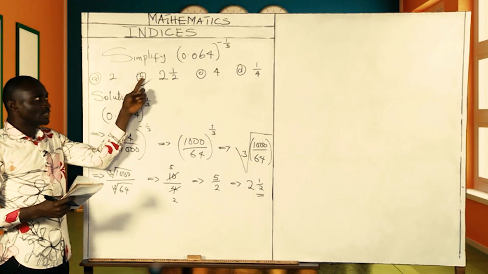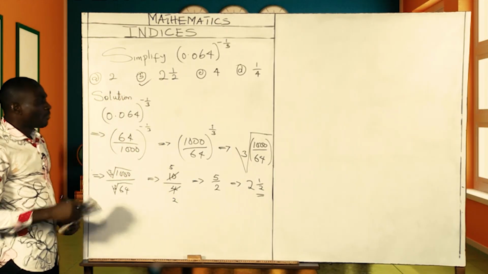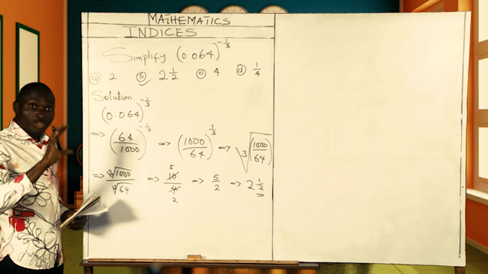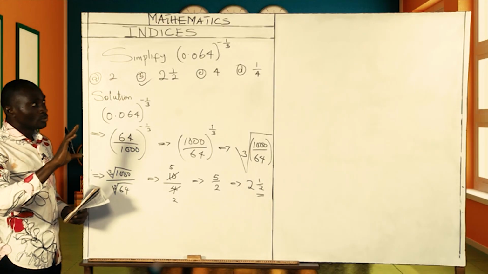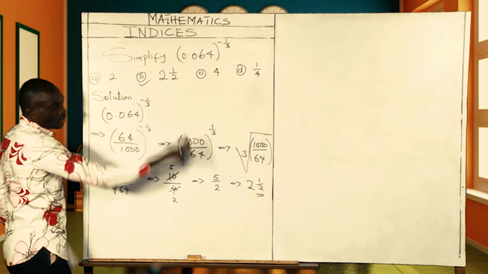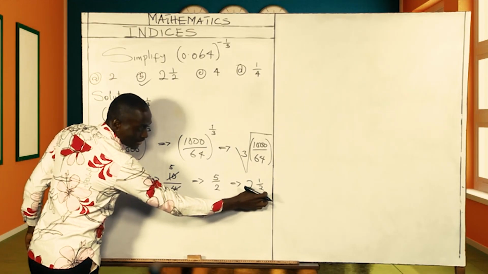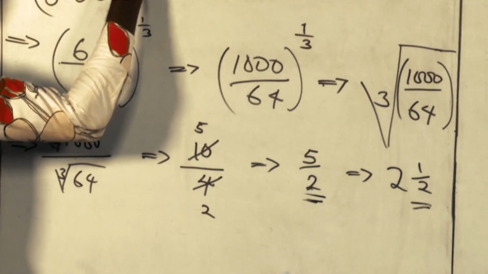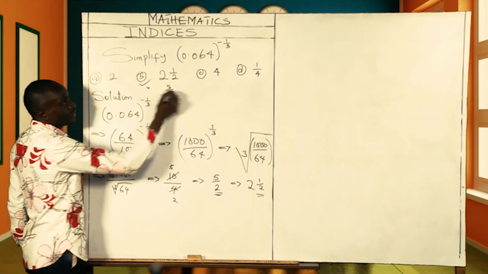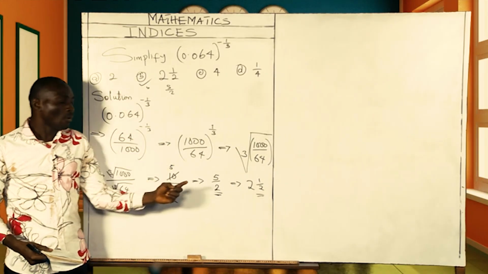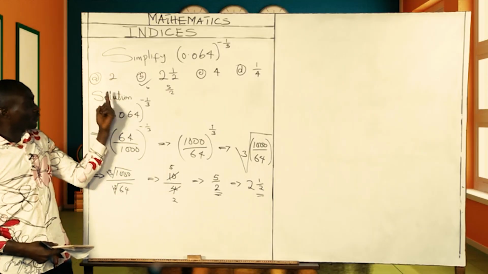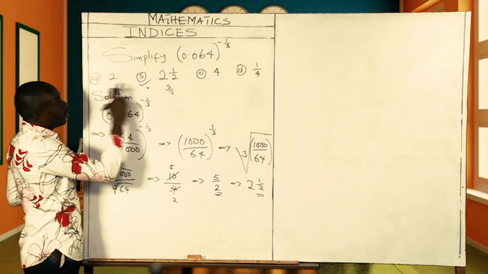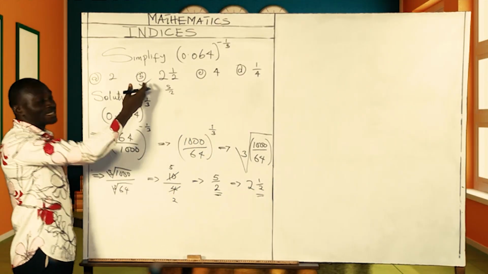It means option B is the correct answer, right? But at times, examiners might wish to cajole you, to deceive you. They might not stop at the final answer. They may stop here and write 5 over 2. Maybe they say option B is 5 over 2, instead of 2 and 1 over 2. And you might be looking out for 2 and 1 over 2. So because you don't see 2 and 1 over 2 here, you might think the answer is not there.